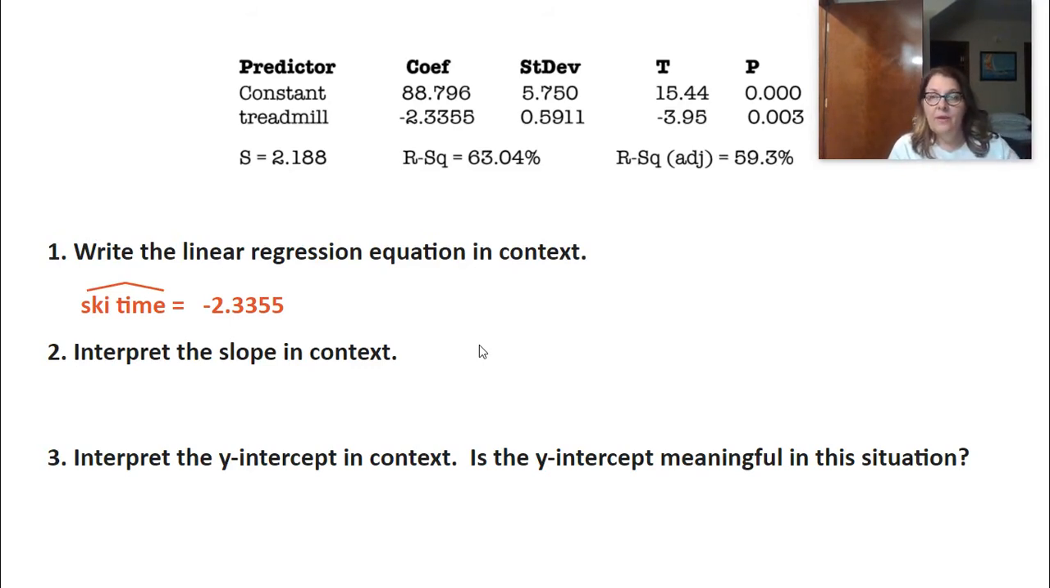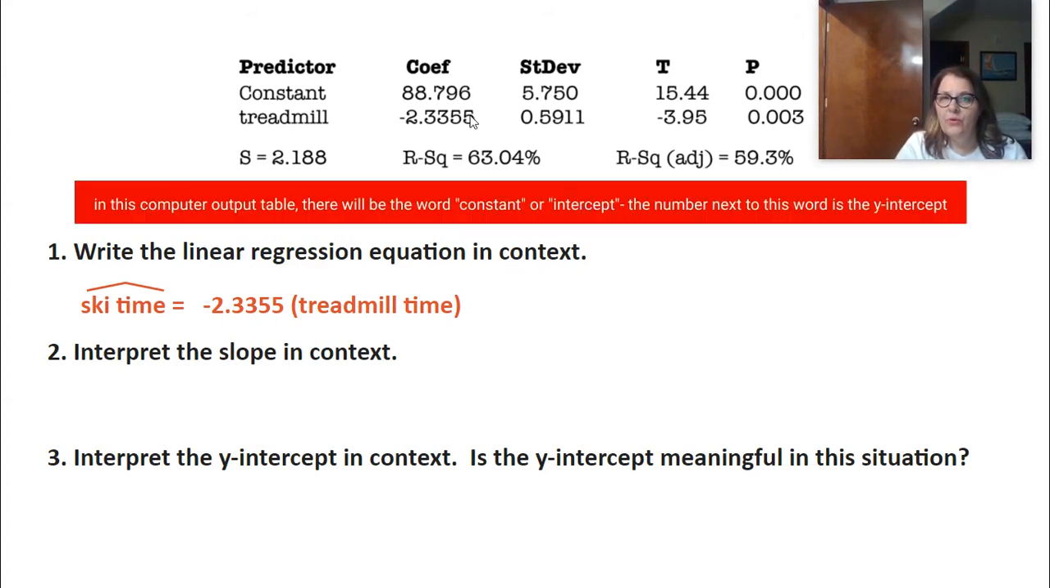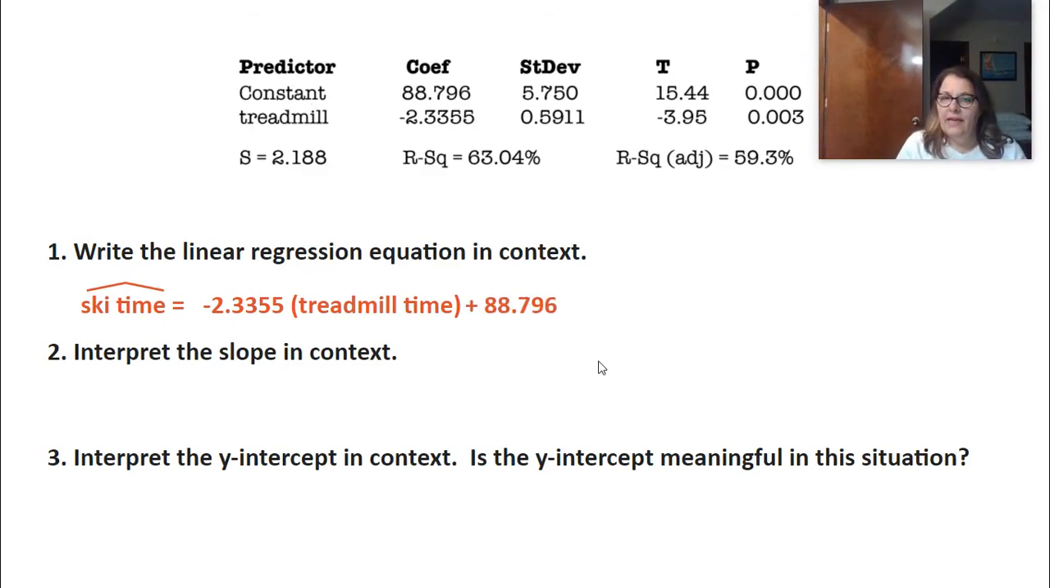So it's going to be negative 2.3355. And remember, with slope comes our x variable or explanatory variable, and in this case it's going to be treadmill time. You wouldn't put x there, you would just put in parentheses treadmill time. And then, of course, we have a y-intercept, which is the coefficient under our predictor or our constant. So it's plus 88.796. I do want to caution that when we're giving you a data set like here, you don't round the numbers. You give the numbers as they are given.